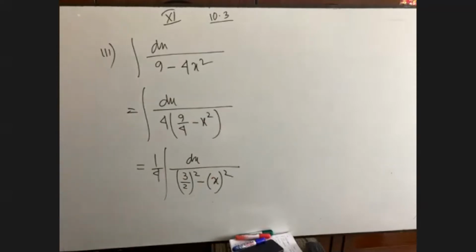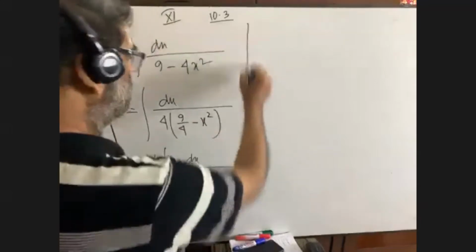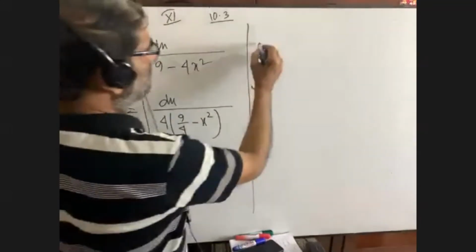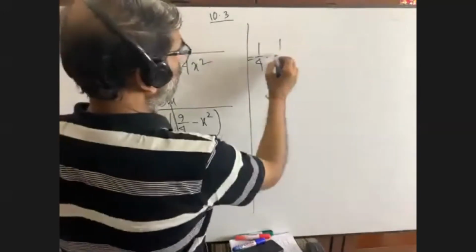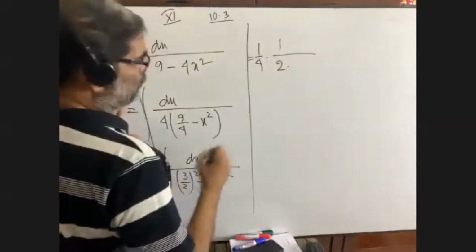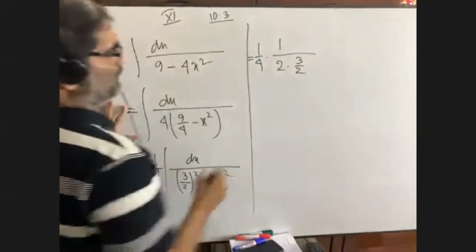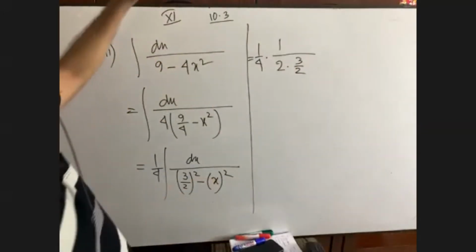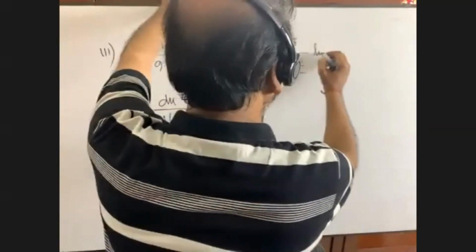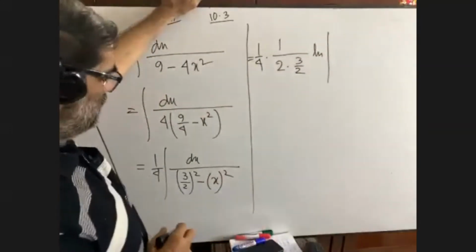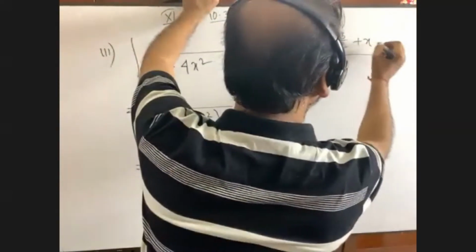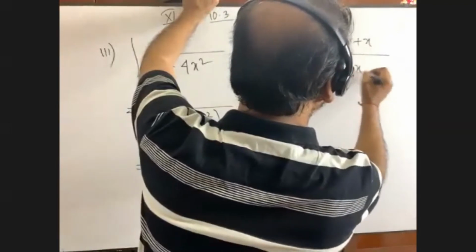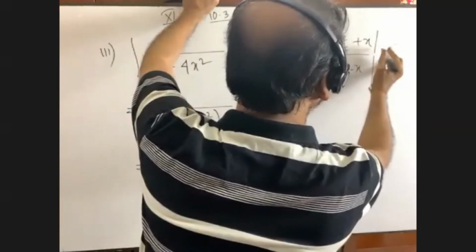Now, it depends on the formula. What is the formula? 1 by 4 will be kept as it is, 1 by 4, 1 by 2a. A for what? 3 by 2. A is 3 by 2. Then ln a plus x, a minus x plus c.